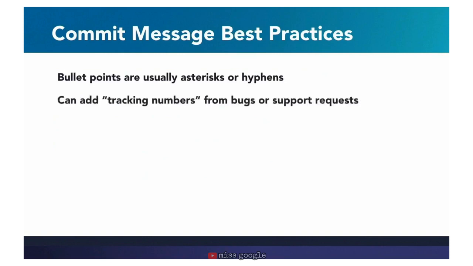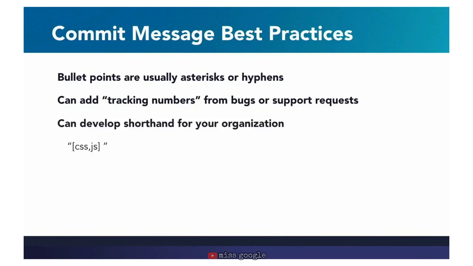You can also add tracking numbers from bugs or support requests. You can develop a shorthand for your organization. For example, you might begin each commit with what kinds of things are being changed. Is it CSS or JavaScript? Is it a bug fix? Maybe it starts always with bug fix: or maybe everything begins with one of those bug or support request tracking numbers. These types of conventions can be very helpful.